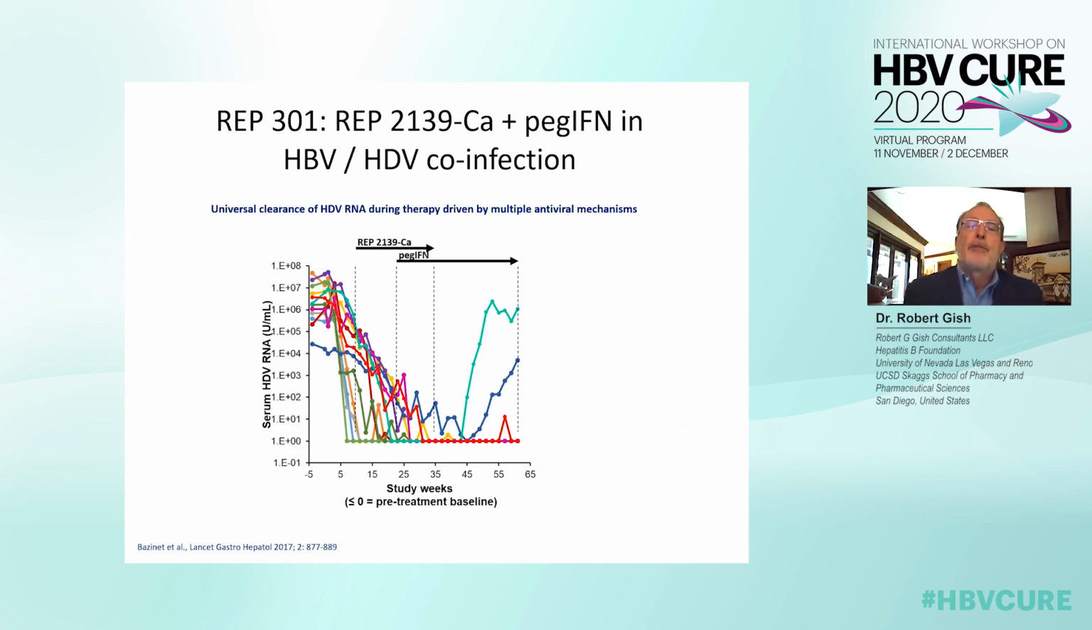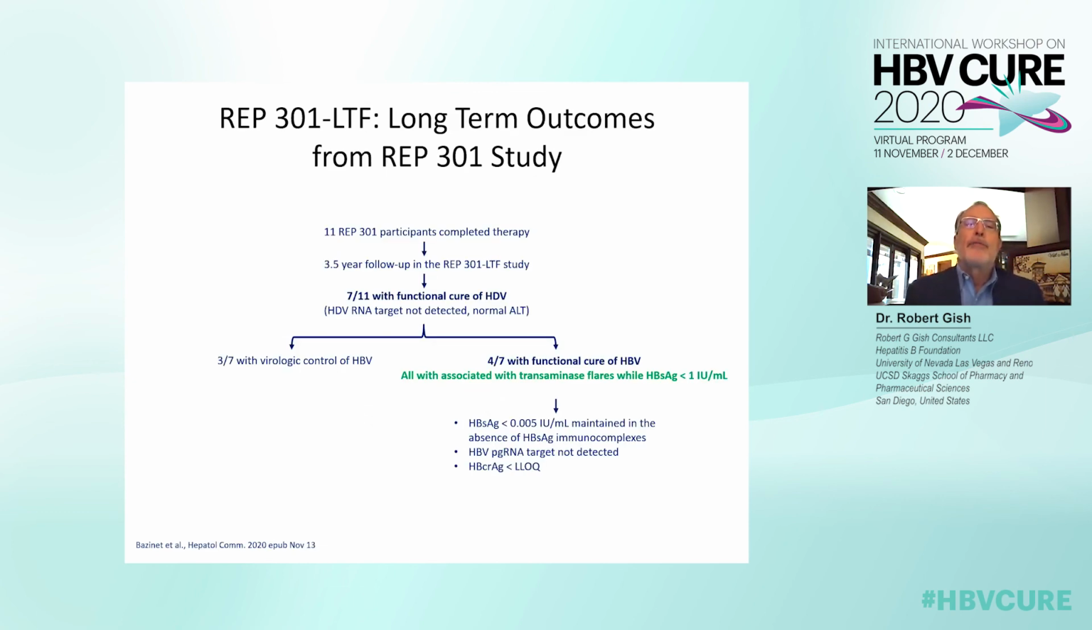REP 2139 calcium plus pegylated interferon was presented in 2017 to suppress HBV RNA multiple logs during mono and combination therapy. The long-term follow-up from the REP 301 study is discussed here, with 11 REP 301 participants completing the therapy and having 3.5 years of follow-up. 7 of 11 had this functional cure, but we're going to call that a maintained virologic response, with HBV RNA not detected and normal ALT.